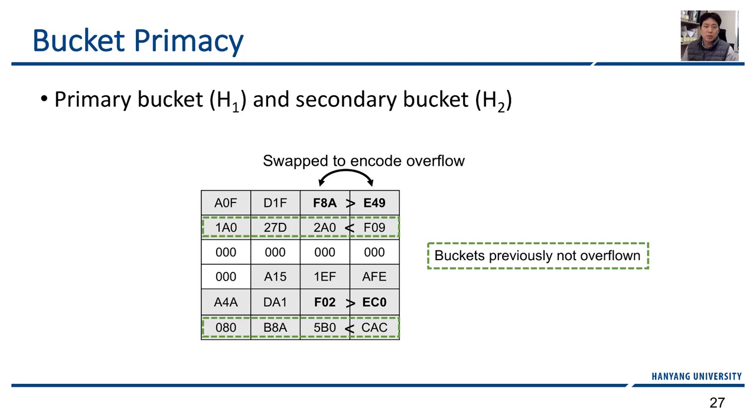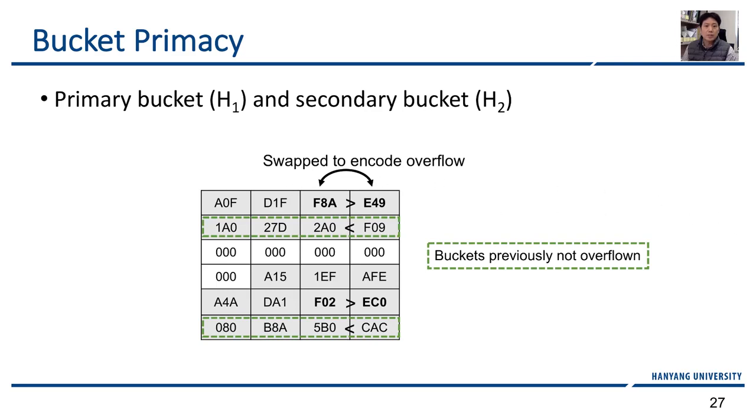Bucket primacy is an optimization for lookups. We categorize buckets for a key as primary and secondary bucket. When inserting a key, we attempt to store it in the primary bucket specified by H1. If that bucket is full, we have to store it in the secondary bucket specified by H2. In that case, we say that the primary bucket is overflown, and we encode this information in the order of fingerprints here.